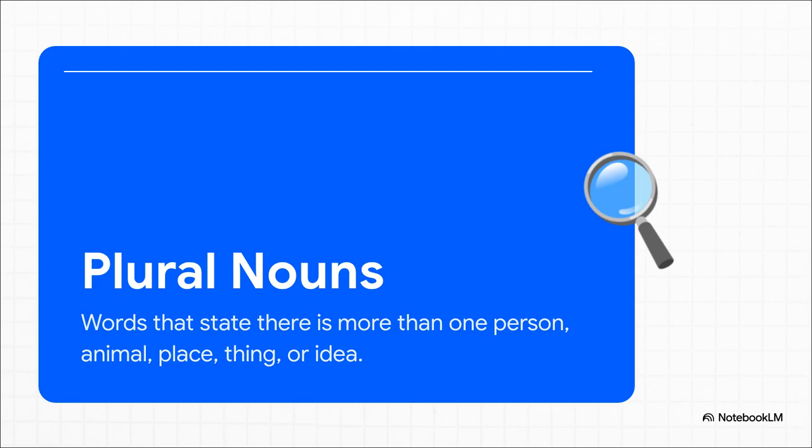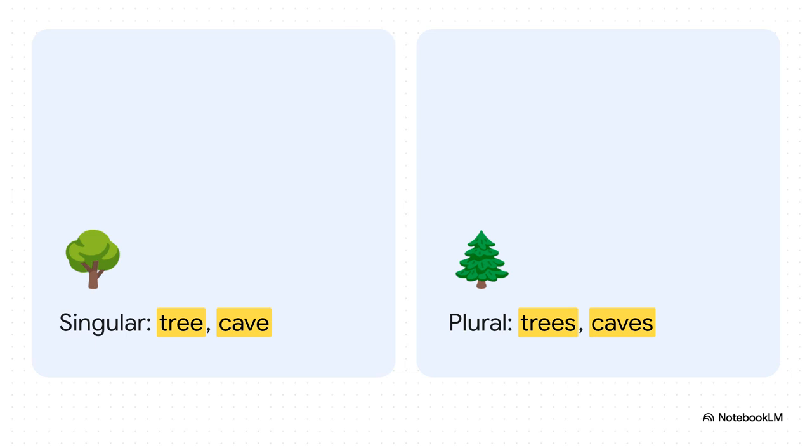According to our source, plural nouns are simply words that state there's more than one person, animal, place, thing, or idea. It's a huge bucket of concepts, but the job itself is simple. It acts like a signpost. It tells whoever is listening or reading that we're officially dealing with multiples. And honestly, this gives us a wonderful, completely false sense of security. As the text lays out, most plural nouns are formed by just slapping an S on the end, right? A singular tree becomes trees. A cave becomes caves. It's incredibly efficient and makes perfect logical sense. But don't get too comfortable.